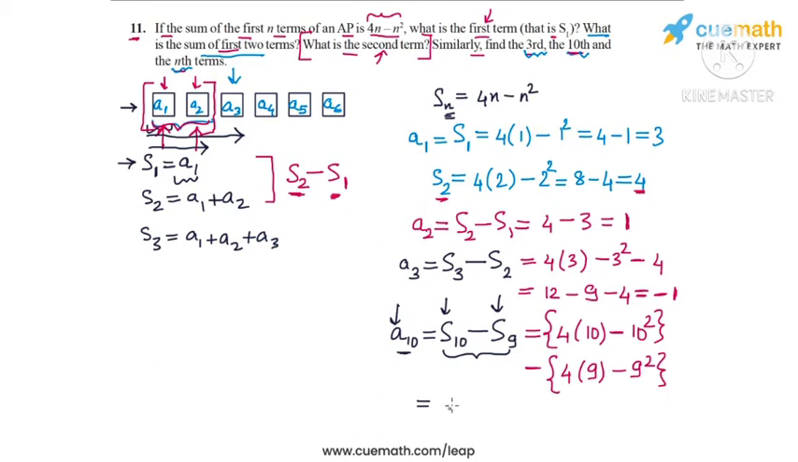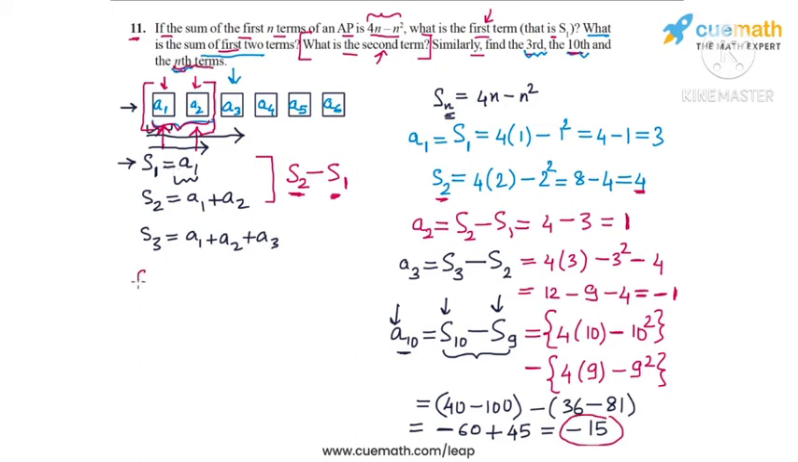So let's find the value of this. This is equal to 40 minus 100 from the first bracket, and from the second bracket we have 36 minus 81. So this is equal to minus 60 plus 45, which is equal to minus 15. So the 10th term is equal to minus 15. And now finally let's find an expression for the nth term. For that we will use the same idea.